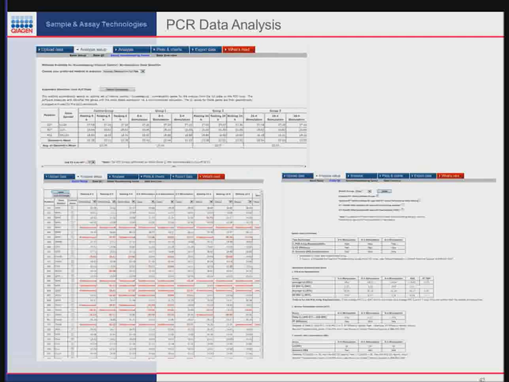All the data analysis happens on our website. You can actually also download Excel templates and do it on your computer if you don't want to upload data to our website. It does all the analysis, all the plotting, all the graphs, and this is accessible to anybody.